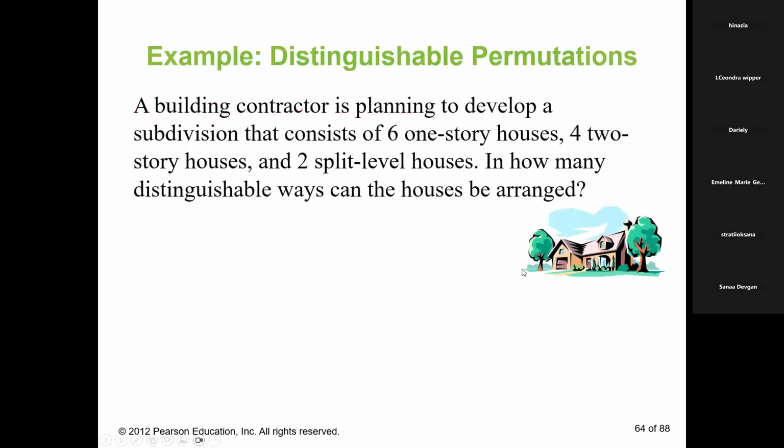Okay, let me show you an example. A building contractor is planning to develop a subdivision that consists of 6 one-story houses. You can take notes. 4 two-story houses and 2 split-level houses. How many distinguishable ways can the houses be arranged?